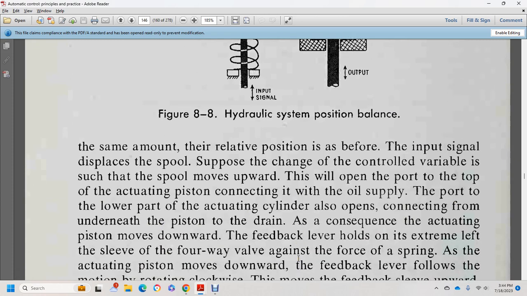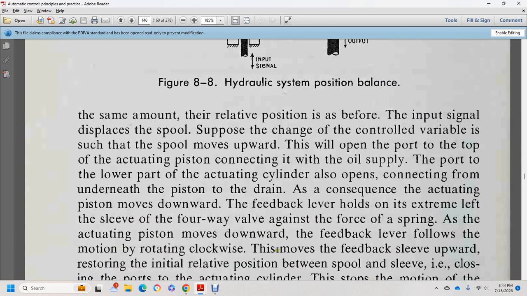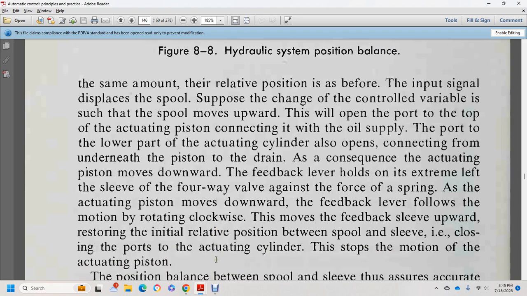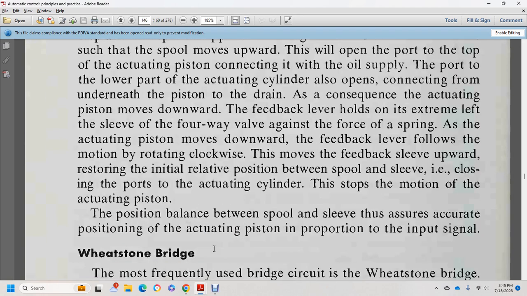As a consequence, the actuating piston moves downward. The feedback lever, held at the extreme left of the sleeve of the four-way valve against the force of the spring, rotates clockwise as the actuating piston moves down, moving the feedback sleeve upward to restore the initial relative position between the spool and sleeve, and closing the ports of the actuating cylinder to stop the motion of the actuating piston.